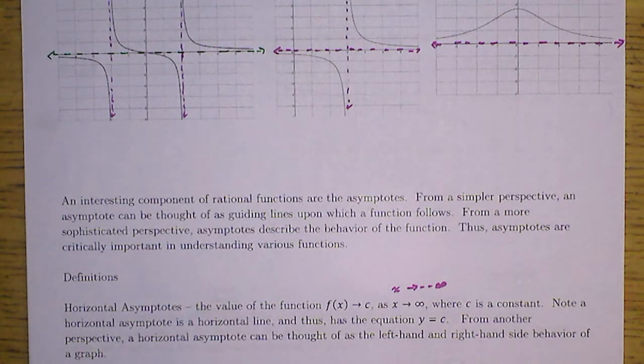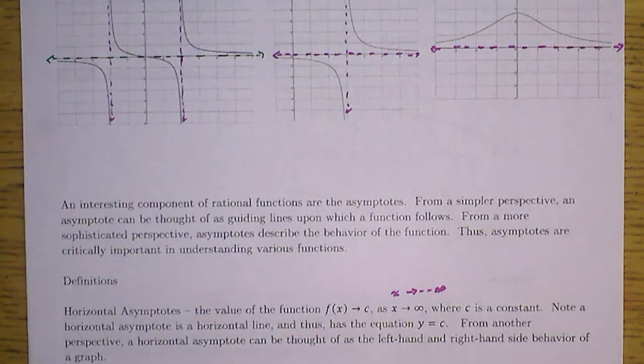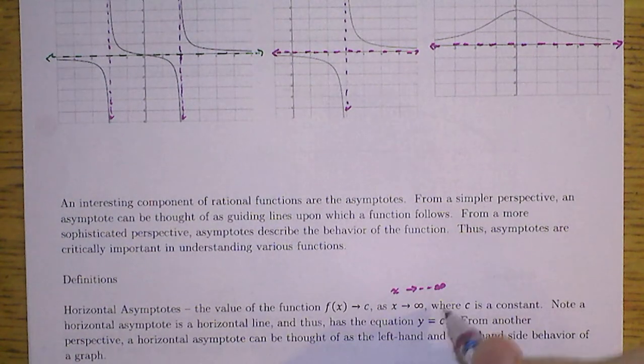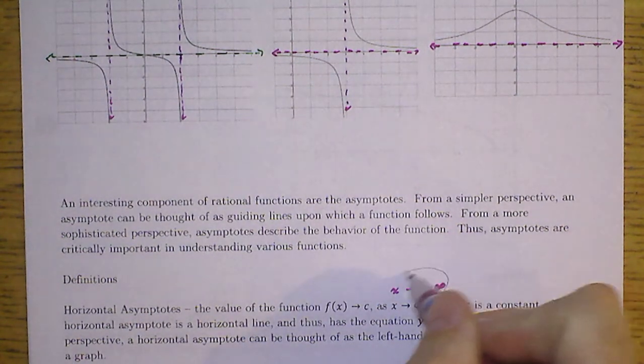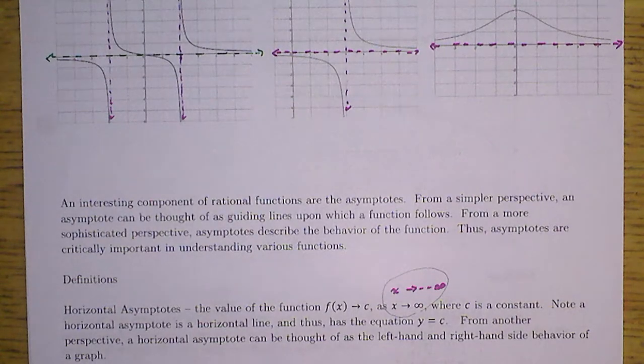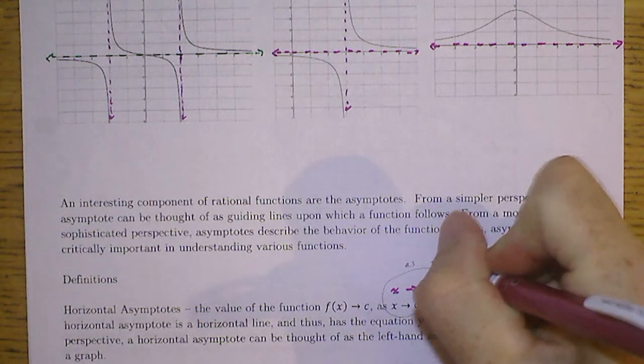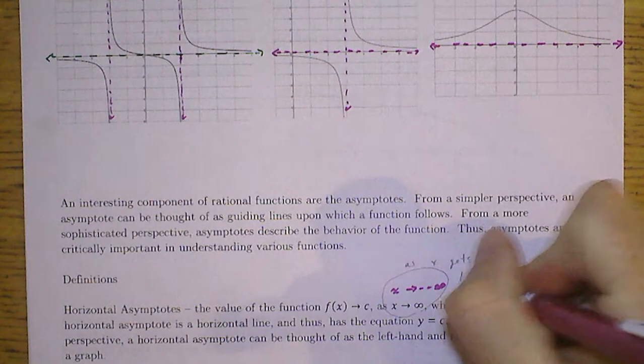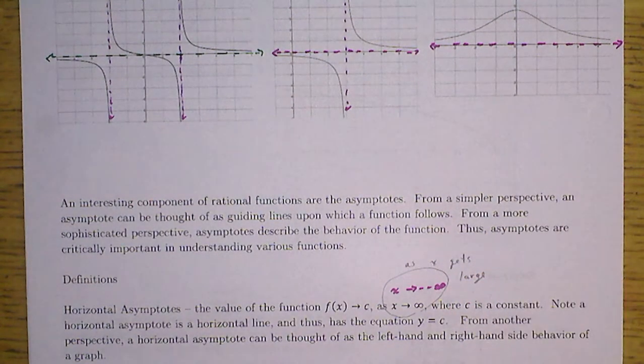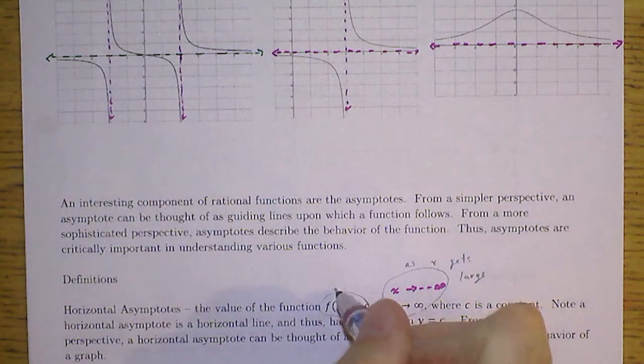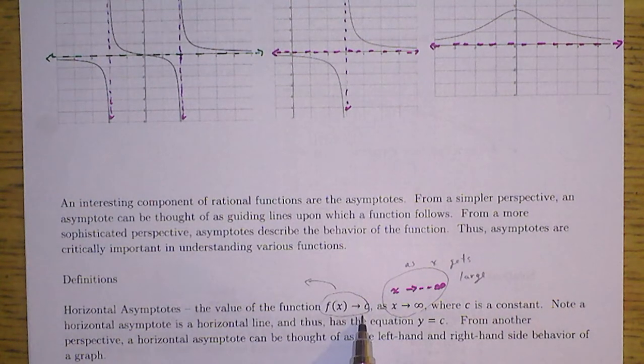From another perspective, the horizontal asymptote can be thought of as the left-hand and right-hand side behavior of the graph. If I was to annotate this, I'm going to take this part here and say, as x gets large, what happens? What happens is that y gets closer to some constant c.